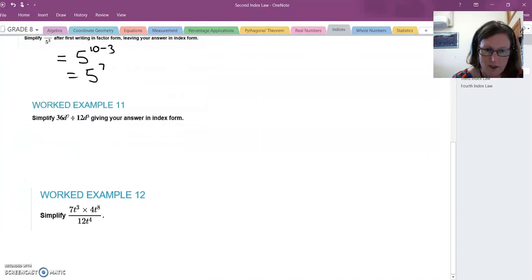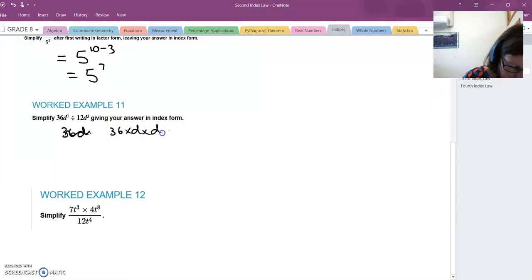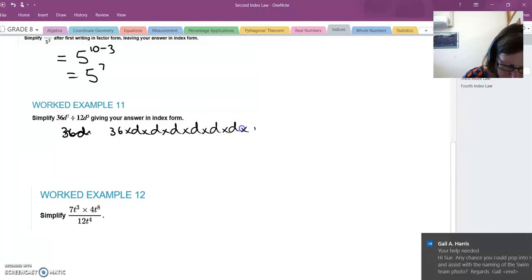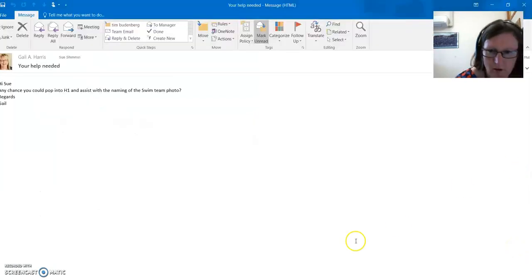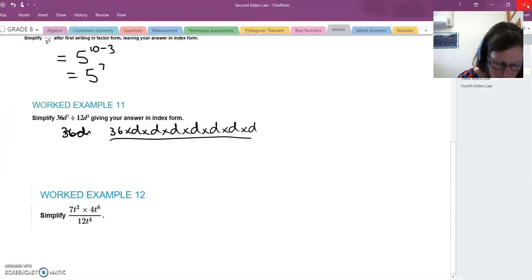All right, let's look at our next one. I'm going to do this one the long way and the short way. So 36 d to the power of 7. So it's 36 times 7 lots of d, 1, 2, 3, 4, 5, 6, 7. And on the bottom we have 12 and d to the power of 3.